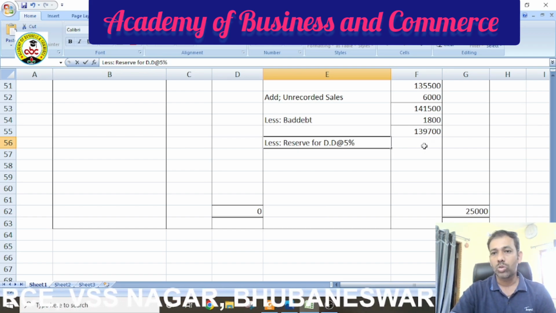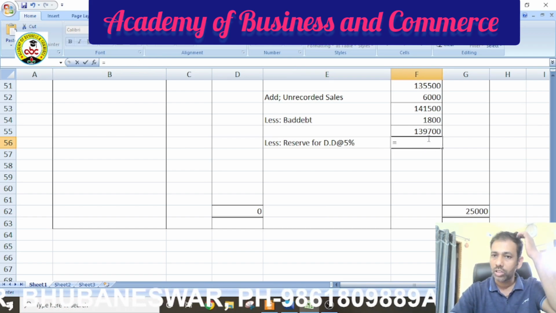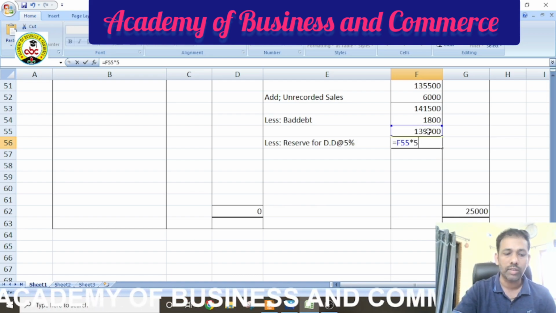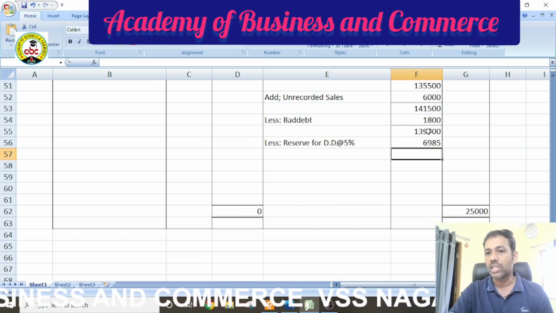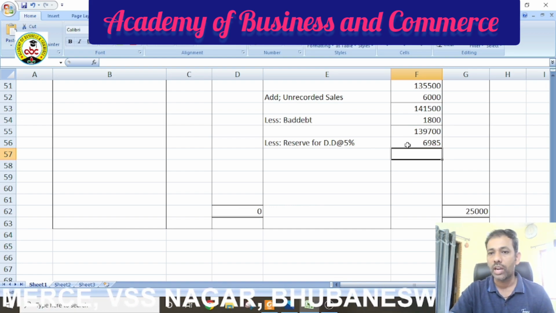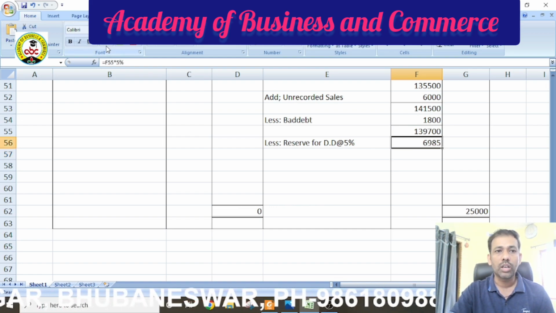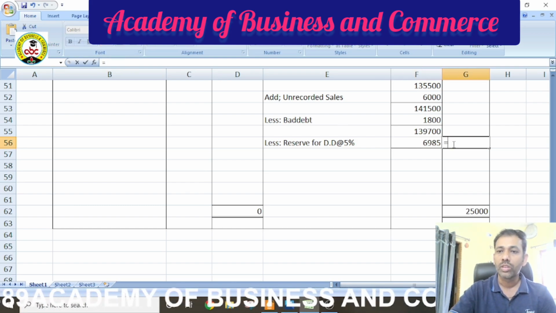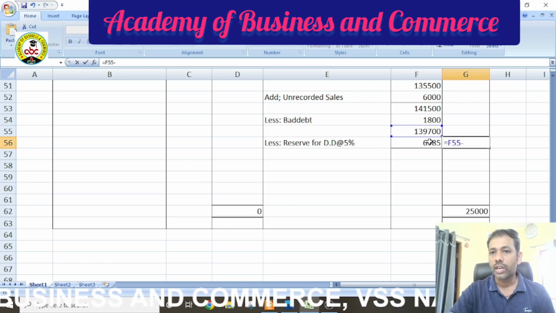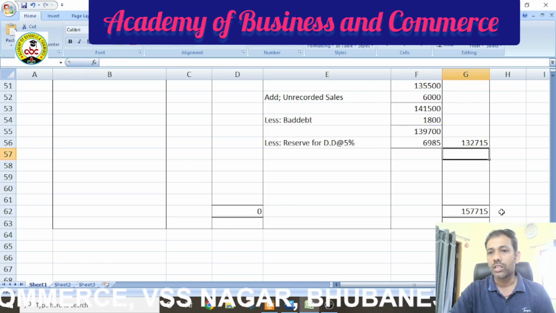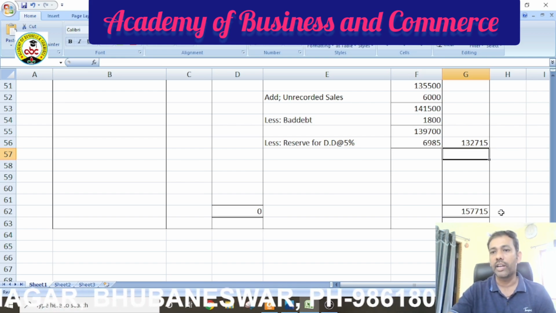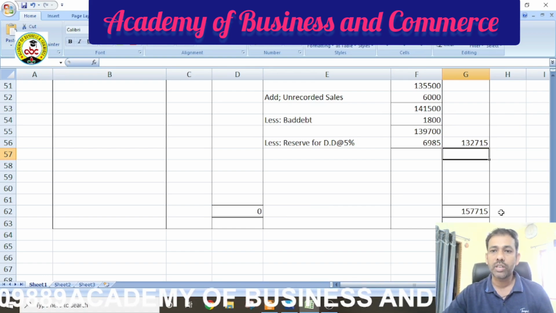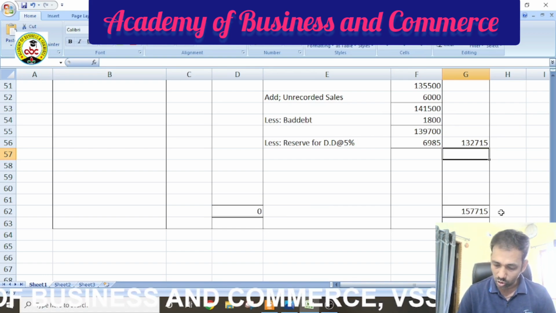So how we have to calculate the 5%? We have to take on the same amount 1,39,700 into 5%. That means this amount into 5%, and the amount is 6,985. That we have to deduct from the amount 1,39,700 and transfer to the outer column. So this is the net amount: 1,39,700 minus 6,985, the outer column amount will be 1,32,750. So this adjustment of balance sheet related to sundry debtor is over.